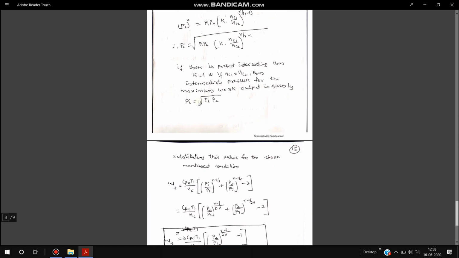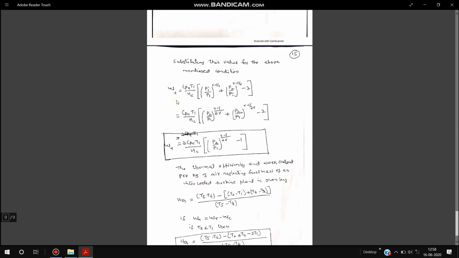Substituting this value in the expression for work, you will get the total actual work equal to Cpa T1 by eta C into (Pi by P1 raised to gamma minus 1 by gamma plus P2 by Pi raised to gamma minus 1 by gamma minus 2). So WA, the actual work, equal to 2 Cpa T1 by eta C into bracket (P2 by P1 raised to gamma minus 1 by 2 gamma, minus 1).